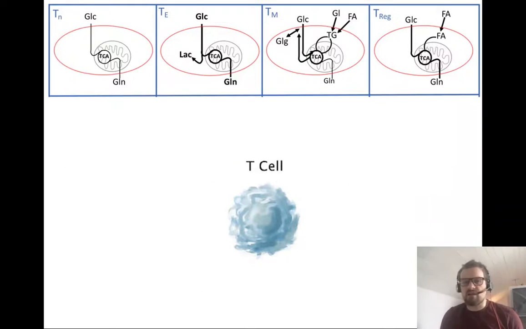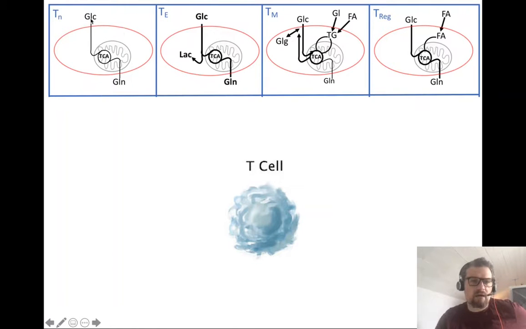So in the next few slides, I'll describe in very simple terms some of the signatures that we know about immune cells and how they can differ. Even just taking one lymphocyte population, the T cells, we can see that depending on whether they're naive, memory, effector, or regulatory cells, they have very different metabolic signatures. So a naive T cell is a very quiescent cell.